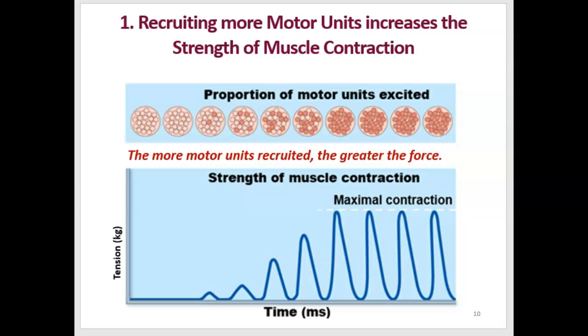So I think the first one's pretty straightforward. If you recruit more motor units, you're going to affect more muscle cells. You will stimulate more muscle cells. So we see this graph on the bottom showing the tension that develops when maybe 2 motor units are recruited, or maybe 5, and on and up and up and up, right? So the more motor units recruited, the more muscle cells are stimulated and the greater the force of the contraction.